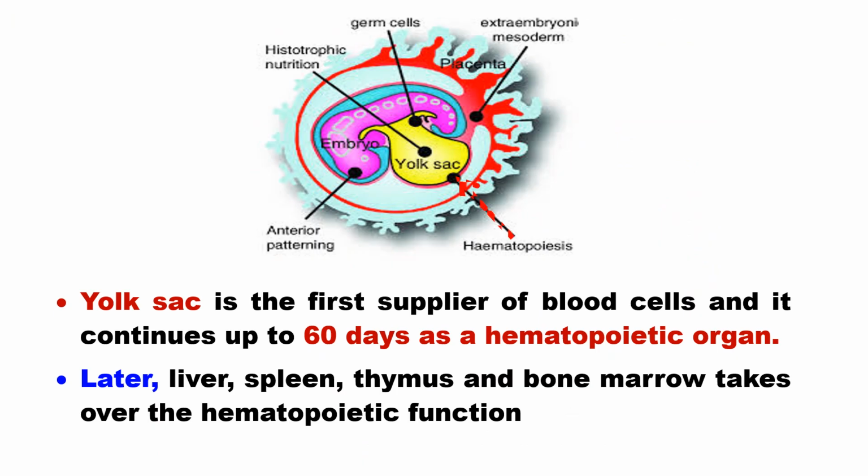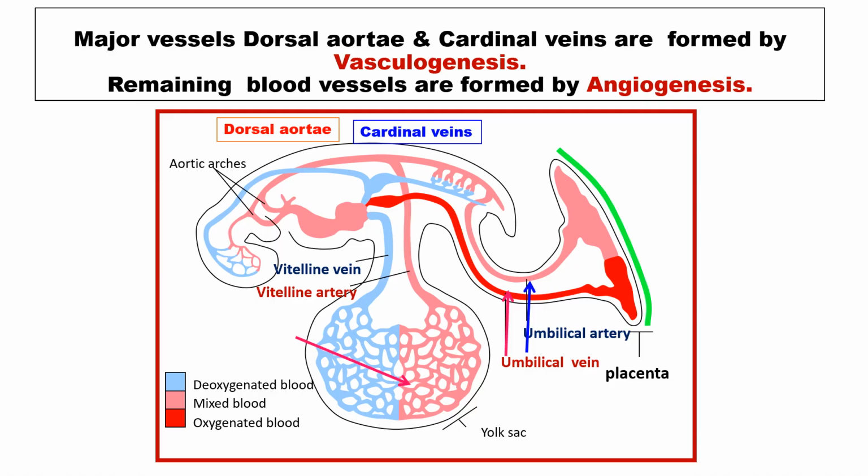So finally, the yolk sac is the first supplier of blood cells and continues up to 60 days as a hemopoietic organ. Later, the liver, spleen, thymus and bone marrow take over the hemopoietic function. The dorsal aorta and cardinal vessels are the first vessels which are formed in the embryo. A pair of dorsal aortae and cardinal vessels are formed mainly by vasculogenesis.